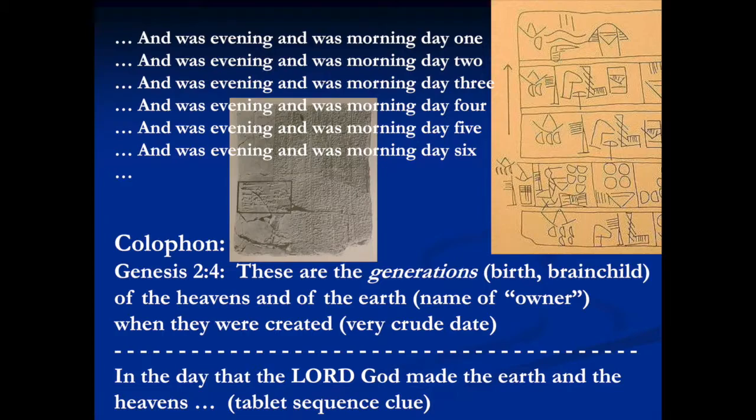Oh, look, there's the date. We've got all the elements of the colophon there at Genesis 2:4, indicating that this is the end of the tablet, that we're dealing with a tablet, and the next tablet begins here, in the day that the Lord God made the earth and the heavens. Generations, the heavens and the earth when they were created. It references back. So we know we're on the next tablet here, and we got the tablets in the right order. I think this is very interesting.